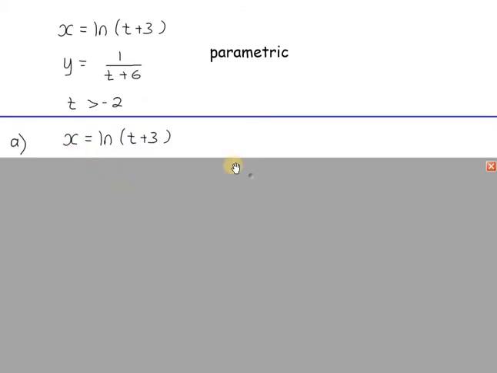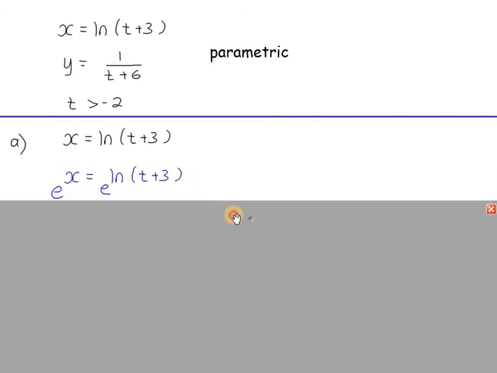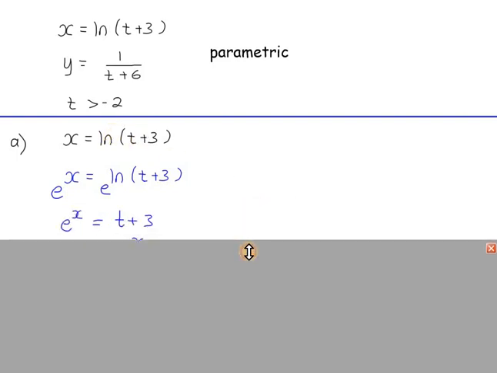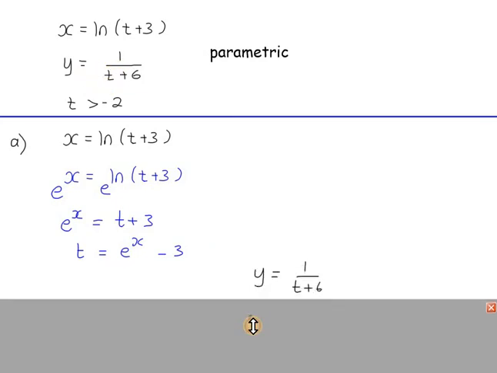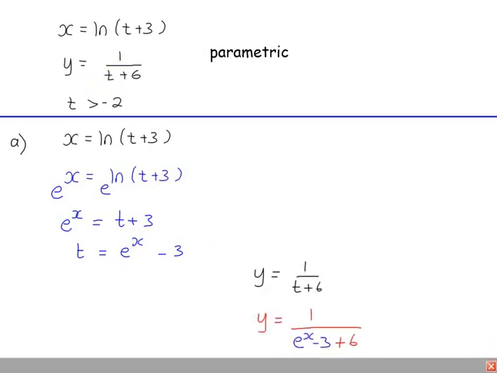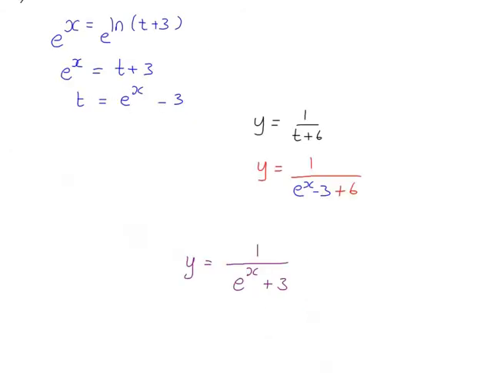So starting with the equation for x, if I do e to the power of on each side, because I want to eliminate the natural log, the e and the ln cancel, as they are inverse functions, leaving t plus 3. Rearrange to make t the subject, so t equals e to the x minus 3. Now I can substitute this into the equation for y, like so, and then simplify.